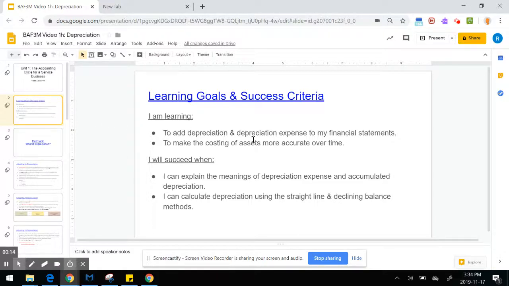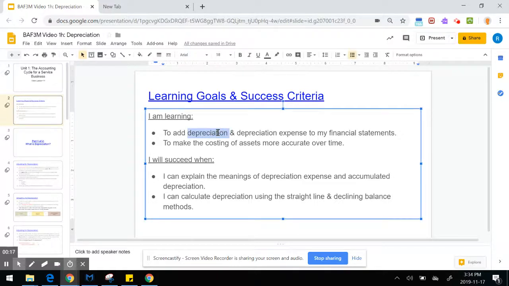All right, so for this video, what you're going to learn is to add this term depreciation into your accounting vocabulary. I'm going to show you these learning goals and success criteria again a little bit later. Most of the way through the video, you're going to answer your first set of questions, and you're going to have to explain the difference between some of these terms, like what's depreciation expense versus accumulated depreciation. Then at the end of the video, you have to answer some questions where you're actually going to calculate how much is the depreciation. You're going to learn two methods in this video.